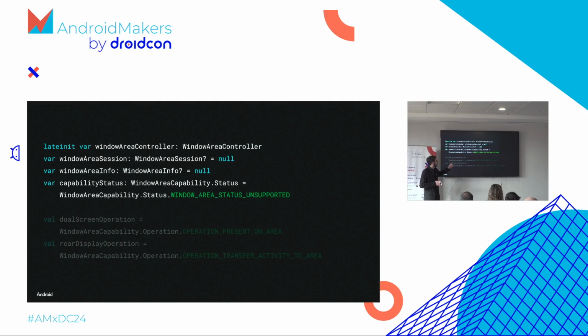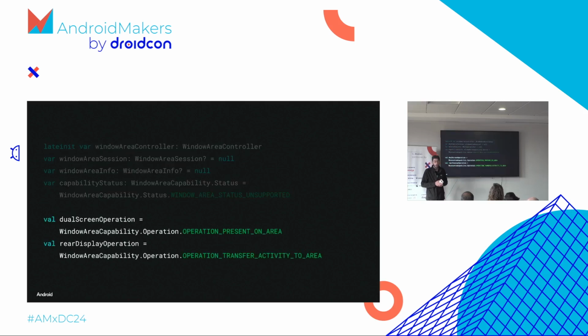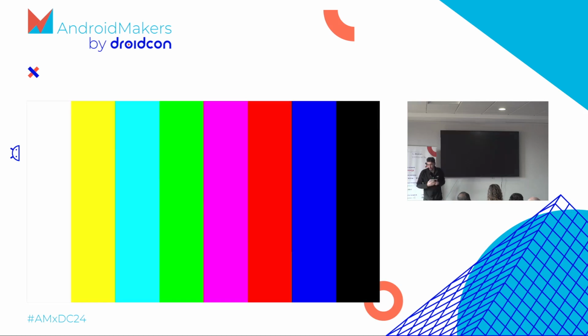Each feature, you can see, is one of those two right now. So you have two possible operations. One is present on area, which is what we call the dual screen, so presenting some stuff on a different display. And the other one is just transfer the whole activity to the outer screen. Each operation has a session and has the status of the capability. Let's see in particular the status, what that means.